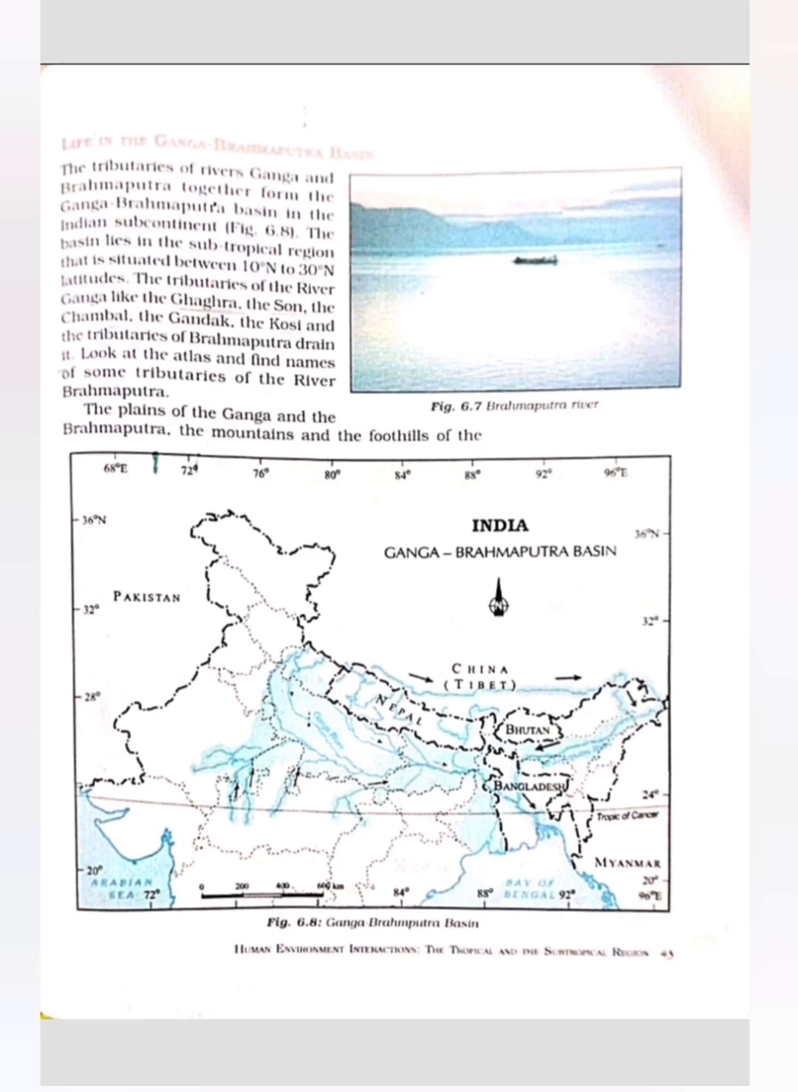The plains of the Ganga and the Brahmaputra, the mountains and foothills. From this we can see that the river Ganga originates from the north, and the Brahmaputra also originates from the north, but it enters India through Arunachal Pradesh. With the influence and drainage of the tributaries, it also forms the basin, and this area is called the Ganga-Brahmaputra basin. You may see in the map the Ganga-Brahmaputra basin from 10° north to 30° north latitude.